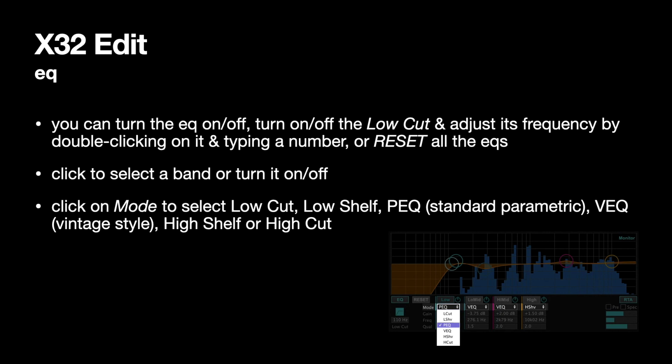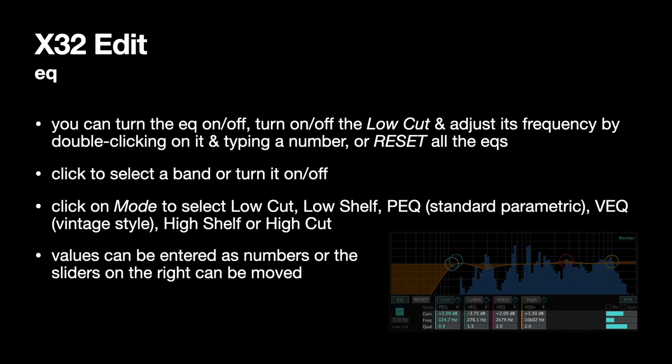The standard parametric EQ and the vintage style parametric EQ are slightly different sounding and slightly different looking from each other. The values can be entered as numbers, or the sliders on the right, you can slide them and then it just changes the numbers that are displayed. So at the moment we've got 124.7 Hertz as the frequency that we're going to get from the low EQ. If we take that slider, the middle slider, and just slide it to the right, we're increasing that frequency, or we're decreasing that if we slide it to the left.